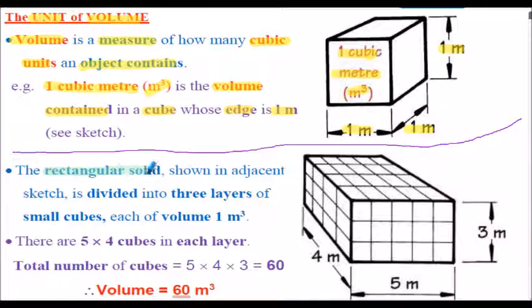Considering the rectangular solid shown in this sketch here, it's divided into 3 layers of small cubes. Each cube has a volume of 1 meter cubed. And as there are 5 multiplied by 4 cubes in each layer, that's the 5 meters here multiplied by the 4 meters here, then the total number of cubes in this volume is 5 multiplied by 4 multiplied by 3. So that's a volume of 60 meters cubed.